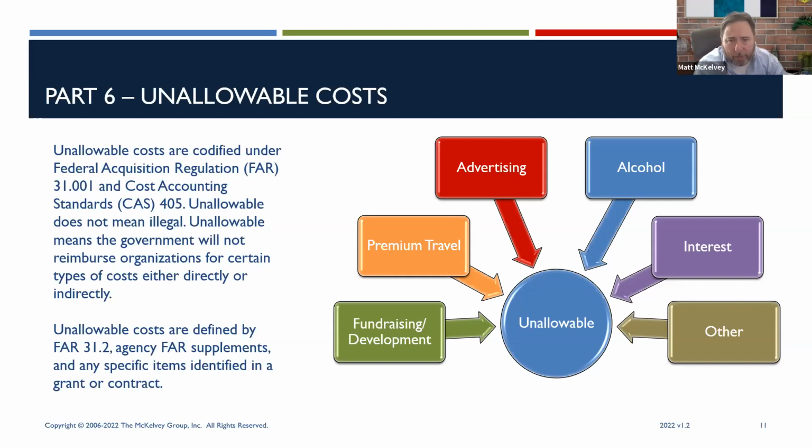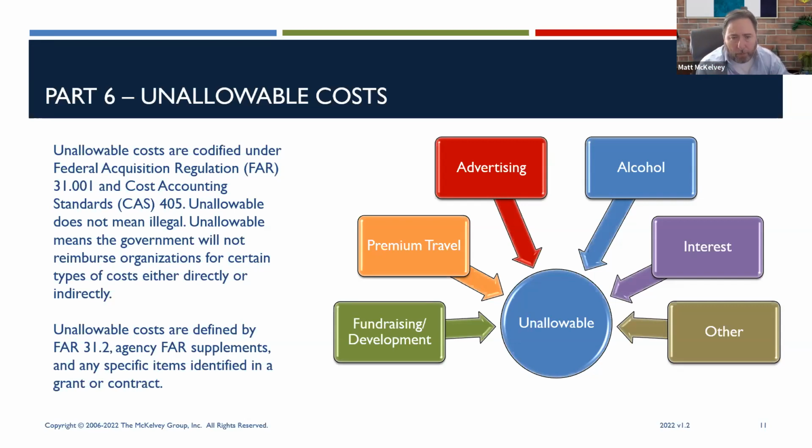In the for-profit company, that relates to advertising and marketing costs that are not related to a specific opportunity. Here's the idea. If the government's going to reimburse you for your costs and you're going to spend $50 billion on advertising because they're going to pay you for it, the government doesn't want to do that. The government doesn't feel like they should have to argue and determine what the right level of advertising is, or the right level of fundraising and development. That should be up to the organization. So they do not allow those things.